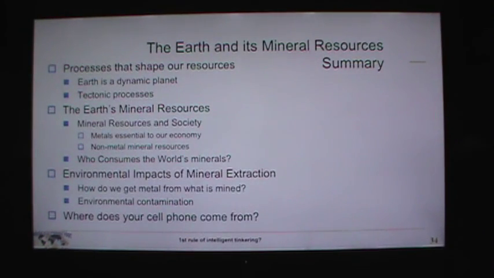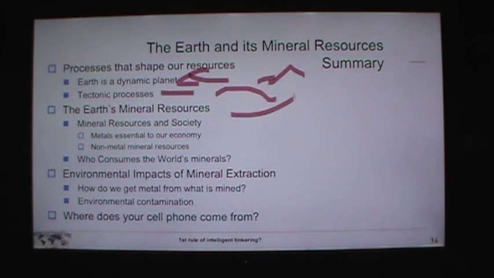We talked about processes that shape our resources. Earth is one of the most dynamic planets that we know of. Well, it's our home, of course, we love it. But it's very dynamic because of the process of plate tectonics, where you have one plate subducting under another plate, and then that plate shoving up mountains. Lots of minerals come from this source. This is where the Earth's minerals often come from.